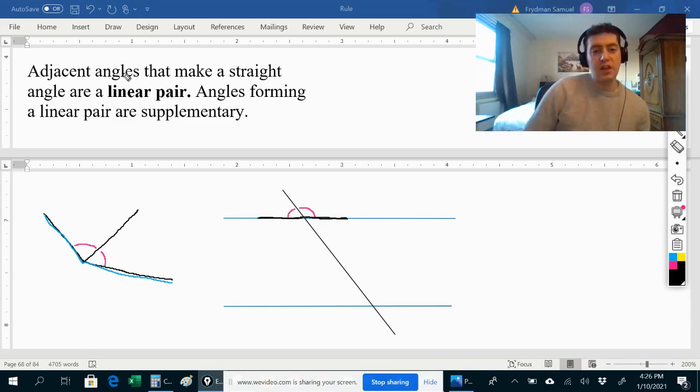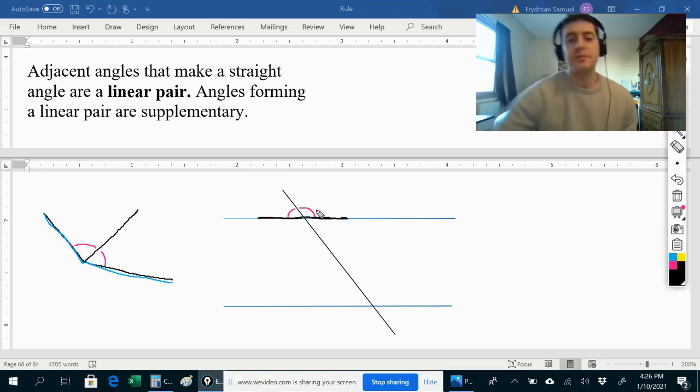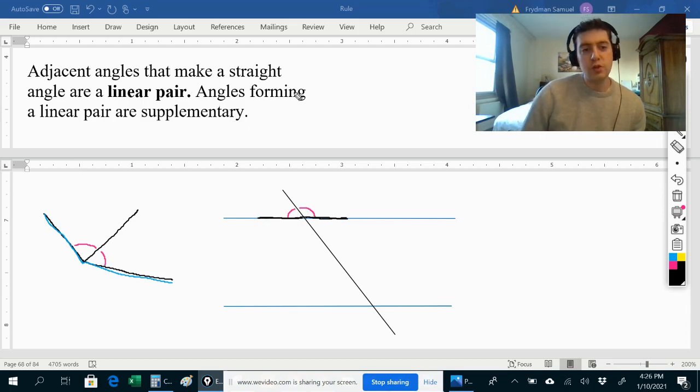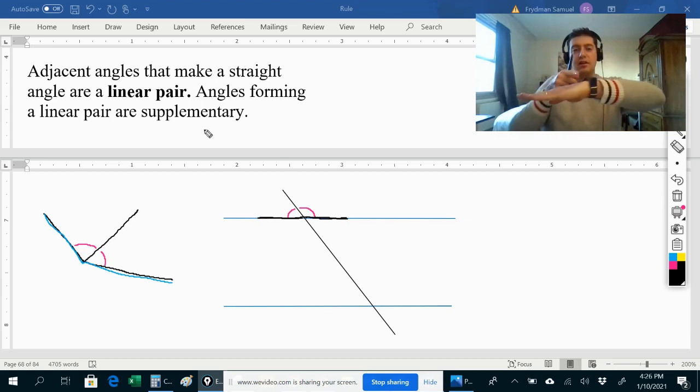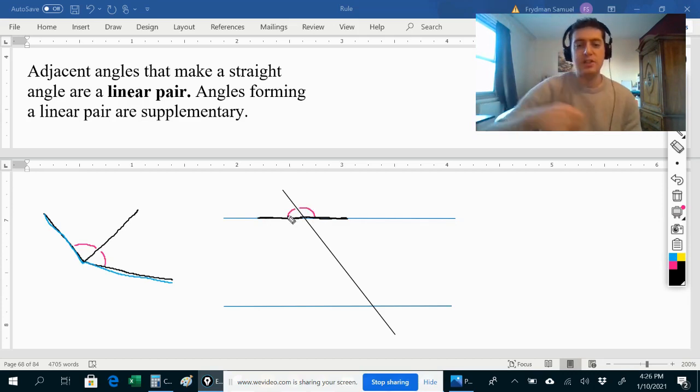So adjacent angles that make a straight angle are a linear pair. So this angle and this one, we would say that they are angles which form a linear pair. Notice the word line in the word linear. All right, and angles which do form a linear pair are supplementary, because a straight angle is 180 degrees. From here to here, if I were to take a protractor and measure from here all the way over to here, that would be a 180 degree angle.